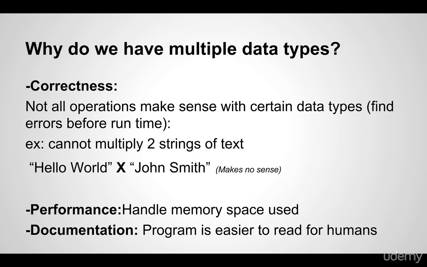And then another reason why we use multiple data types is for documentation. By documentation, we mean that programs are easier to read for us humans, in the sense that if we say this data is a whole number, we know throughout the code, as we read it, that this variable would be used for a number and not for an image or something else. So it's easier for us to read the code.